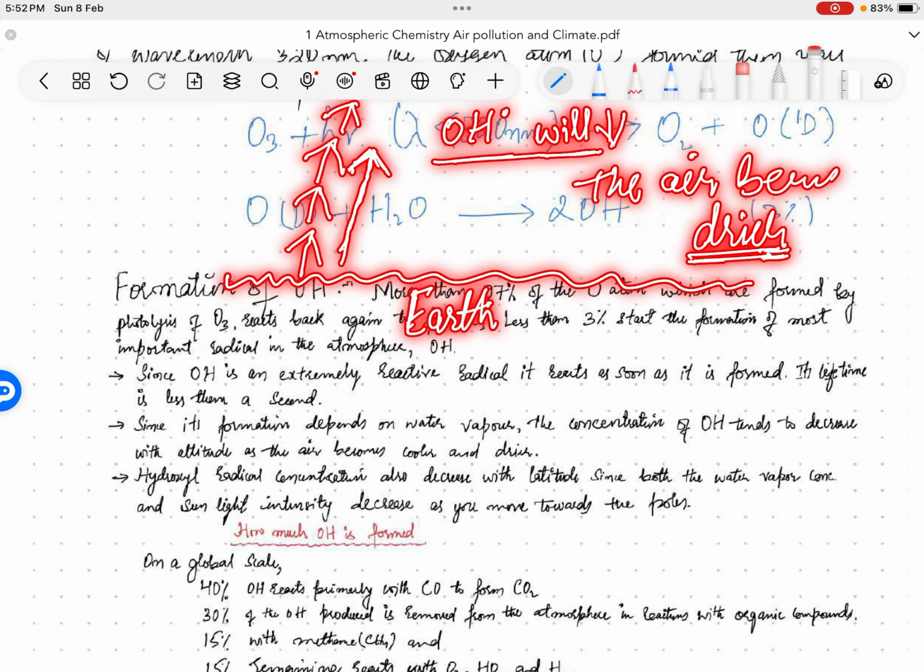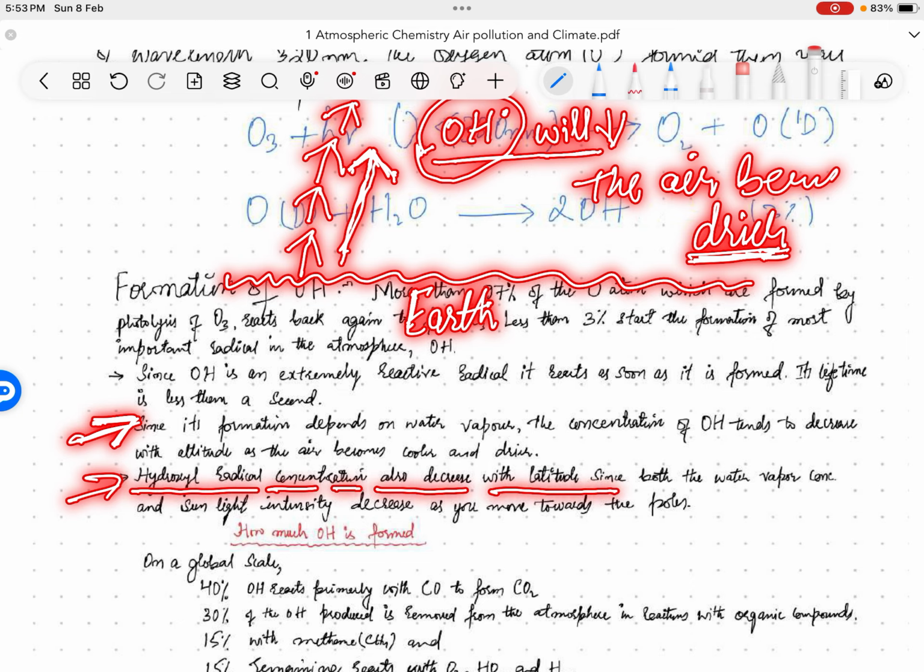The availability of atmospheric water vapors is less as we move upward in the atmosphere, therefore leading to less concentration of OH radicals at higher altitudes. So this was the one point about the vertical distribution of OH radical in the atmosphere. And the other point is hydroxyl radical concentrations also decrease with latitude, because both the water vapor concentration and intensity of the sunlight decrease as you move towards the pole. So this is the second point.